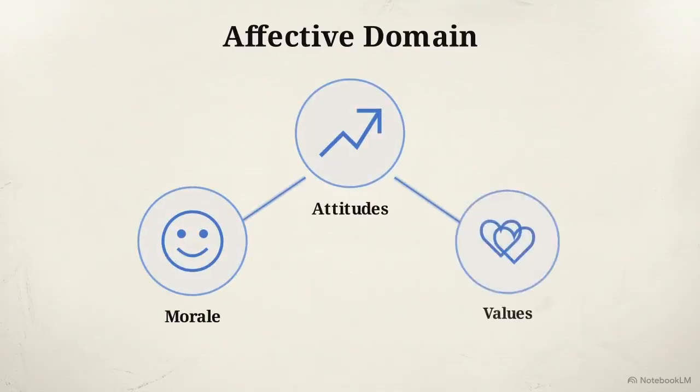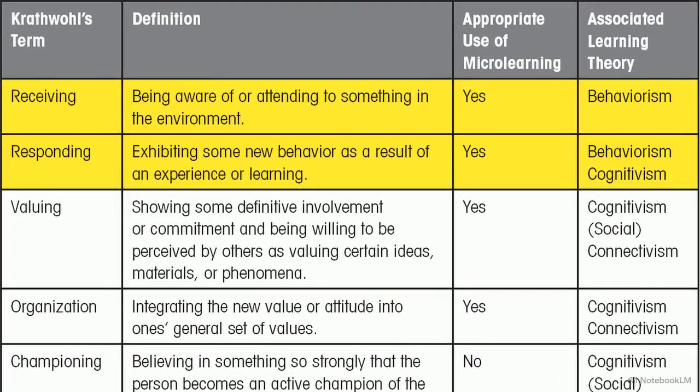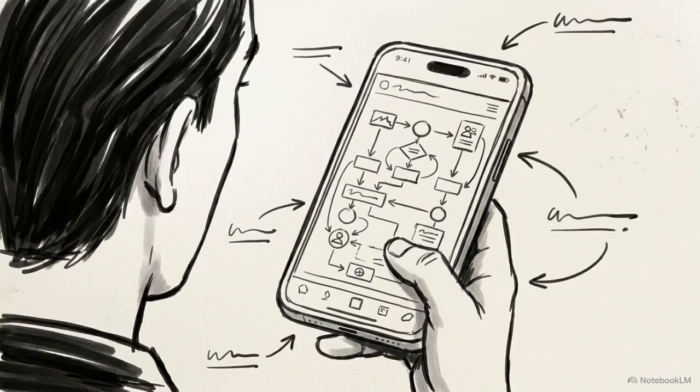Next is the affective domain, which maps how organizations shape morale, attitudes, and values. This table shows Krathwohl's taxonomy, categorizing how learners internalize and align with new values. Microlearning is highly effective at the initial stages of receiving and responding to values. Short, emotionally charged interventions leverage social cognitivism to successfully shift a learner's baseline awareness.